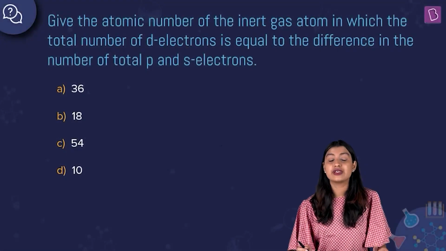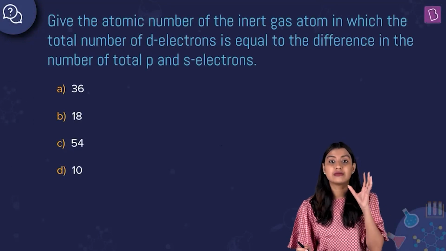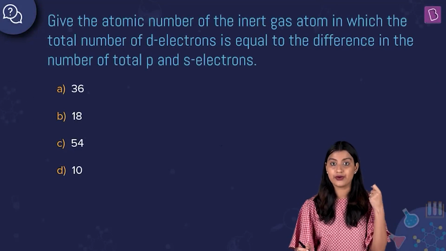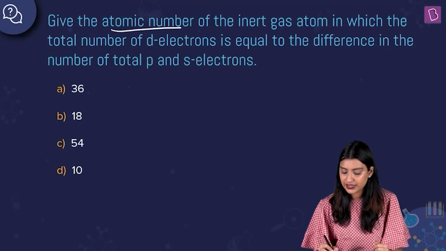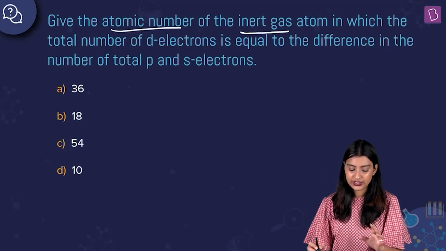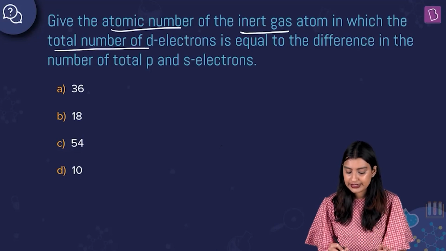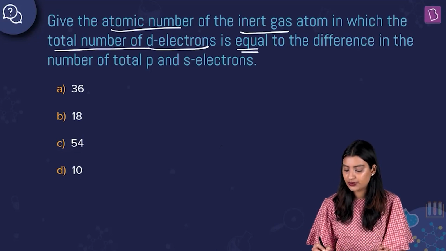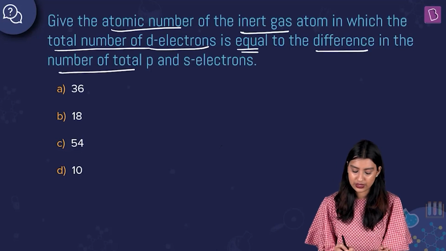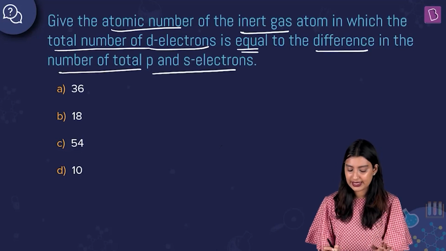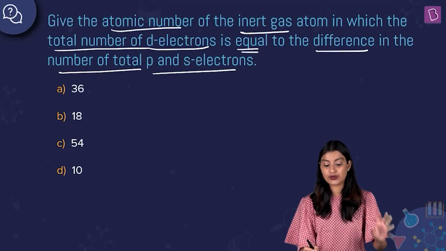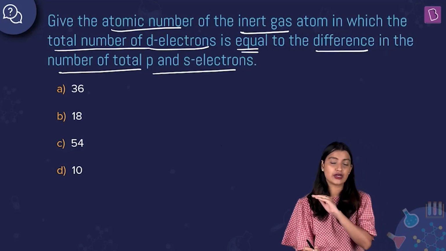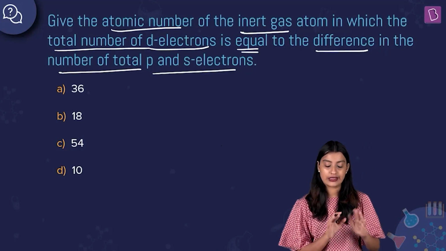Alright, so this question is actually going to test how much command you actually have over the periodic table. Let's see. So it says, give the atomic number of the inert gas atom in which the total number of d electrons is equal to the difference in the number of total p and s electrons. Okay, so first thing is, this question is complicated. It's not as simple as you may think it is.